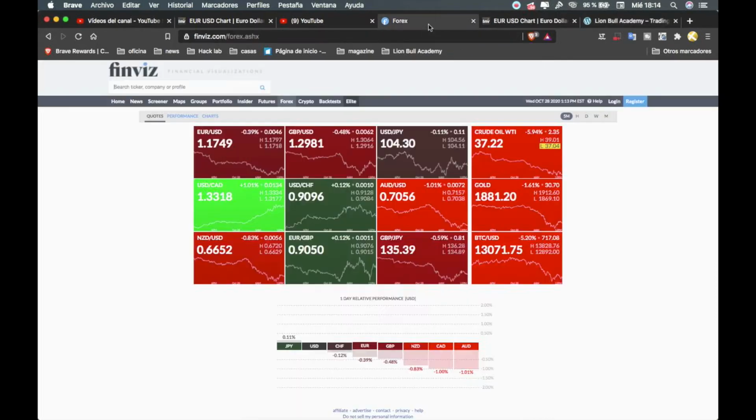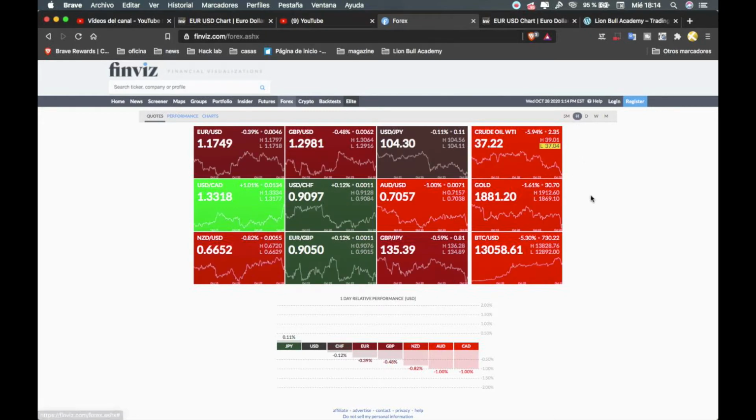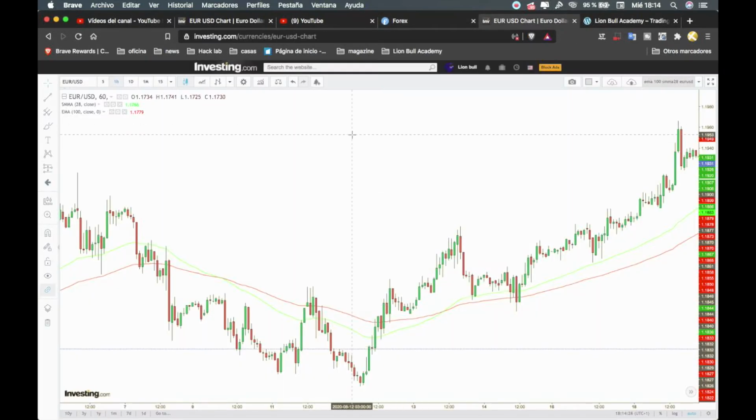First of all, I recommend always going to the webpage of Finviz, in the forex section, and checking which currency is stronger and which one is weaker. Like this, you are always going to try to trade the stronger against the weaker. Like this it is easier to get a good trend. So now that we're talking about that, let's start with the strategy.